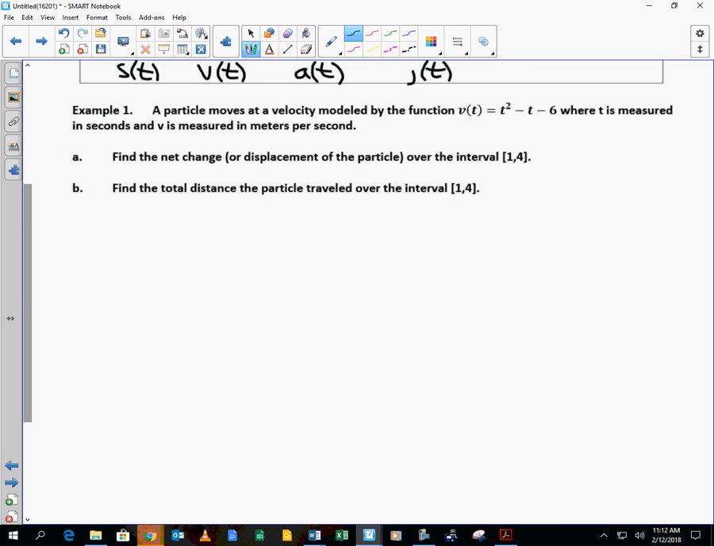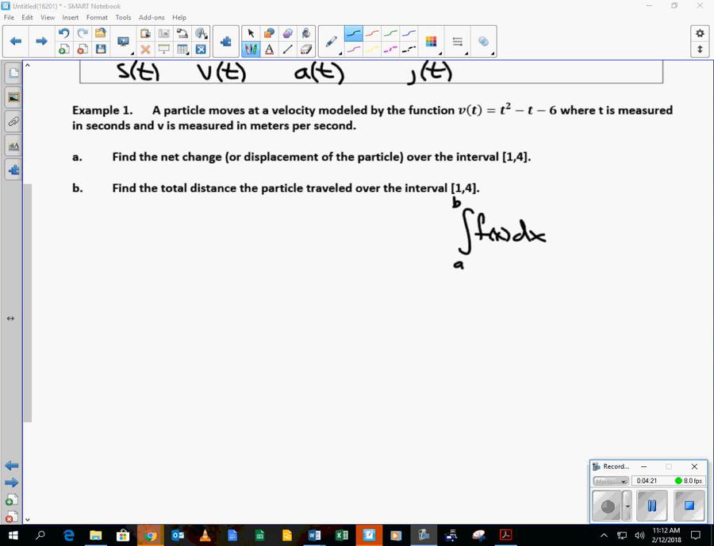All right, here we go. So, suppose we say that the integral from a to b of f prime of x dx, of v of t dt, is equal to displacement. We'll pick up with that when we get back.